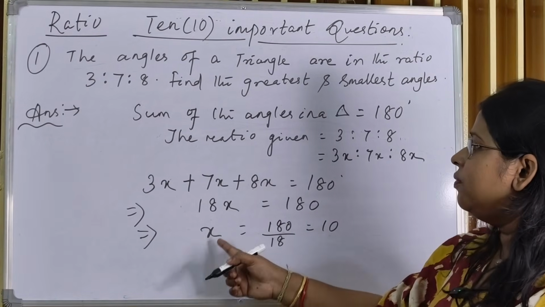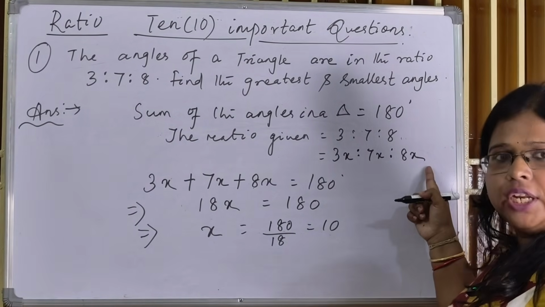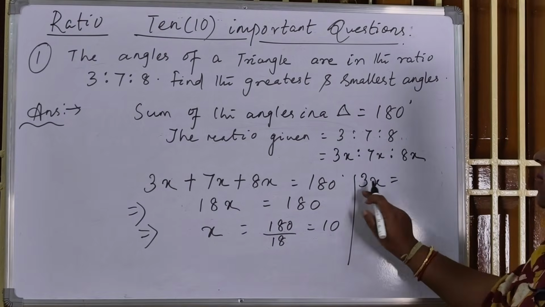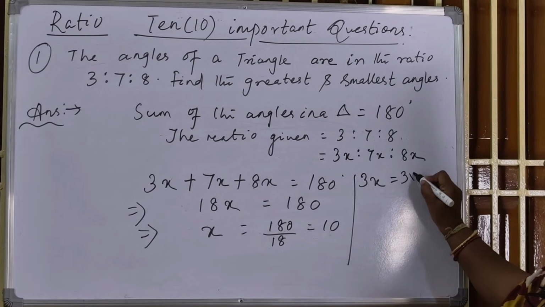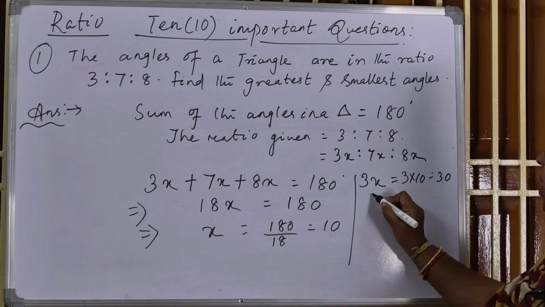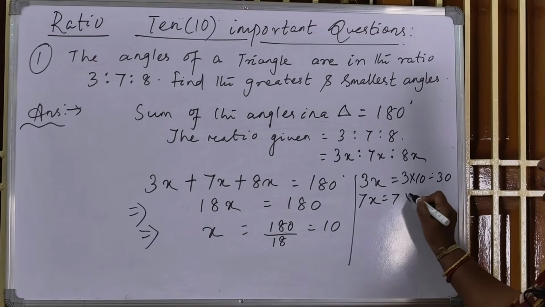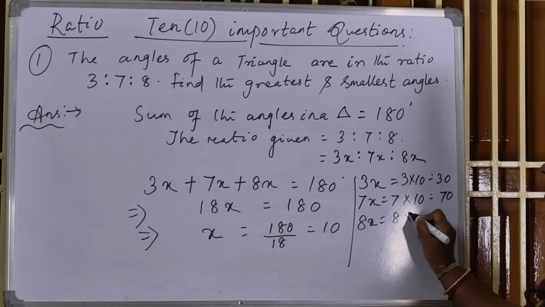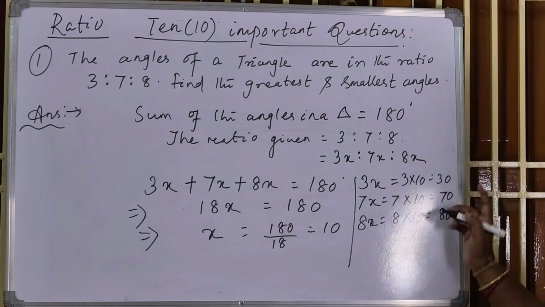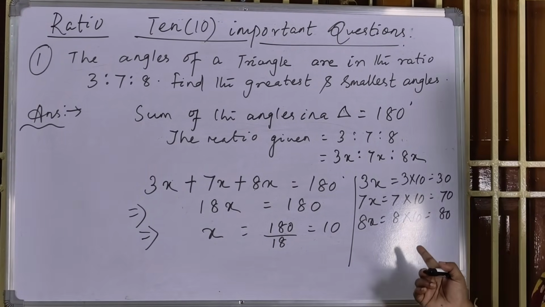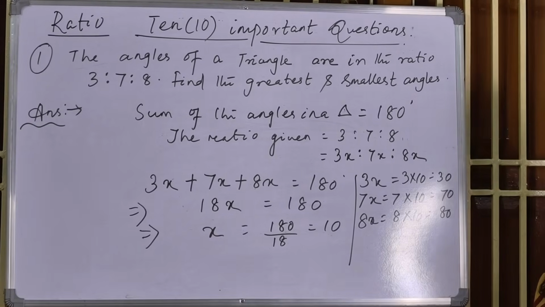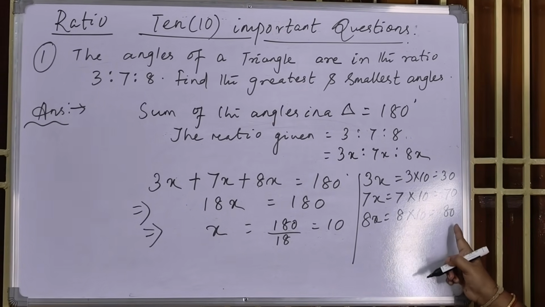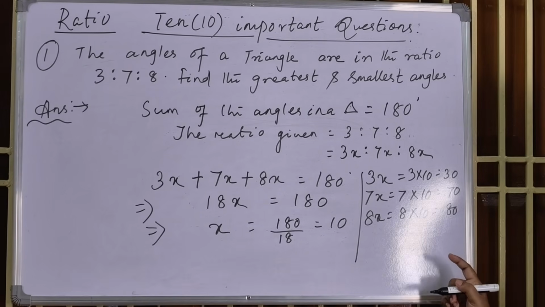Now we will put the value of x into each part of the ratio. First, second, third. So 3x, here x is multiplied with 3. So 3 into 10, 30. Similarly, 7x, 7 into 10, 70. Now 8x, 8 into 10, 80. Now students, just cross check it. All these angles added should be 180 degrees. Yes or no? 30 plus 70, 100, and 80, 180. So our answer is correct.